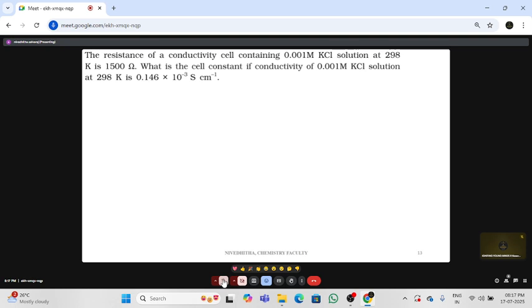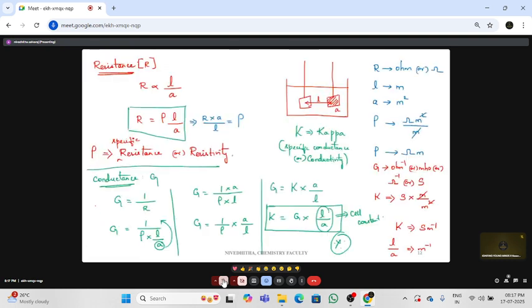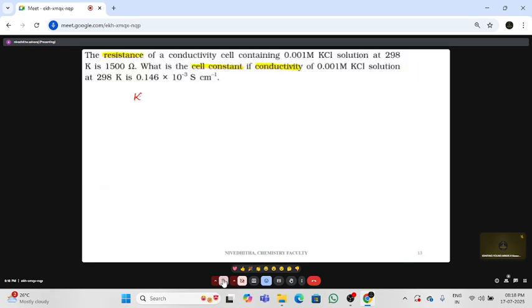What is the formula, or what is the relationship between cell constant and conductivity? See, here we have resistance. They're asking for cell constant and we have conductivity. What is the formula, Kanna? Kappa is equal to conductance into L by A. That's it. So kappa is equal to G into L by A.